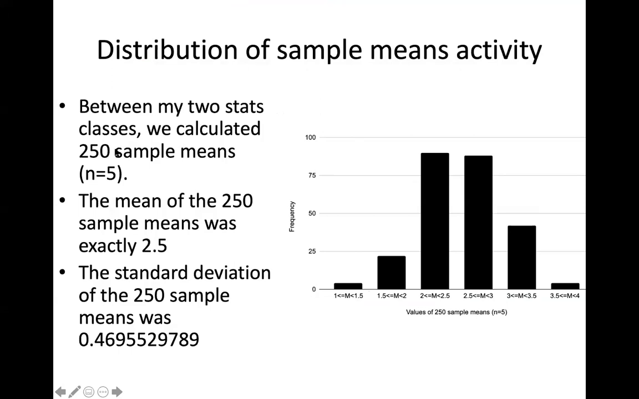Between the two SATS classes, there were 250 sample means. Each one was based on 5 pulls out of the plastic bag. The mean of the 250 sample means was 2.5, and the standard deviation of the 250 sample means was 0.469, basically 0.47 right there.